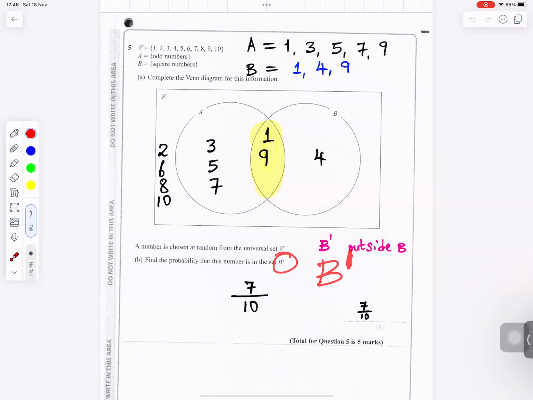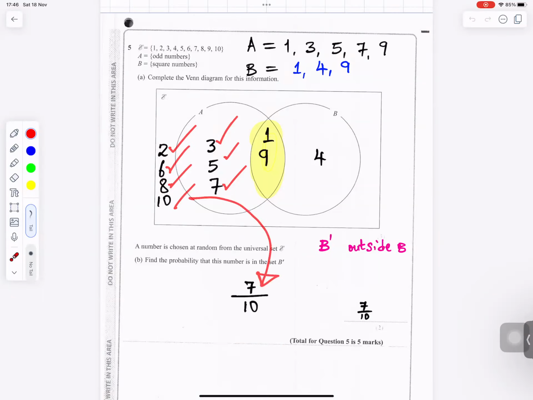That means how many numbers are outside B? Let's count them. 1, 2, 3, 4, 5, 6, 7. So there's 7 numbers outside B. And how many numbers altogether? It's 10. If you count those numbers, 1, 2, 3, 4, 5, 6, 7, 8, 9, 10.